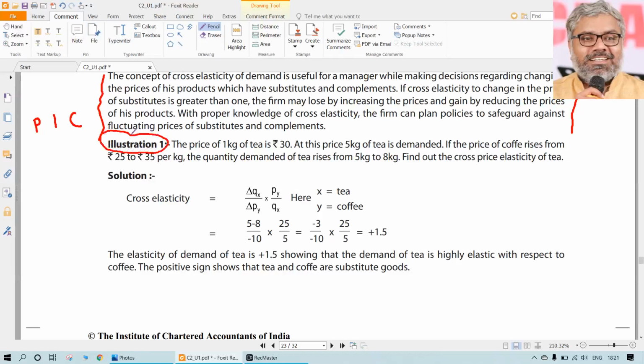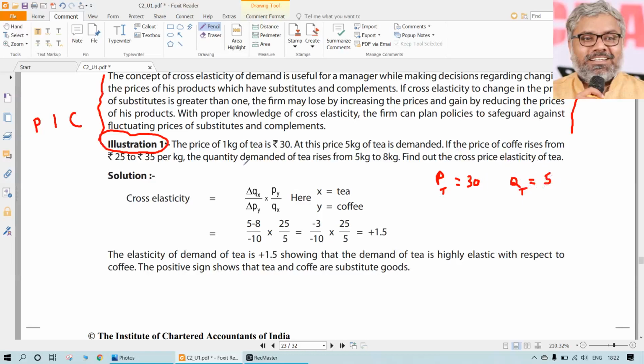This is just for calculations. You have to do these calculations. Look at this. The price of 1 kg of tea is 30 rupees. So that is the original price. Let us call this P just for understanding. So P is equal to the original price, that is 30 rupees. Then at this price 5 kgs of tea is demanded. So the original quantity is 5 kgs. Price of tea is 30. Quantity of tea demanded is also 5 kgs. 30 is rupees, 5 is kgs.